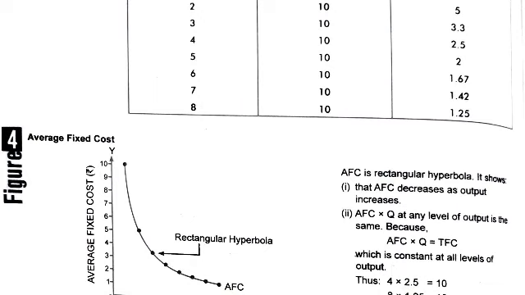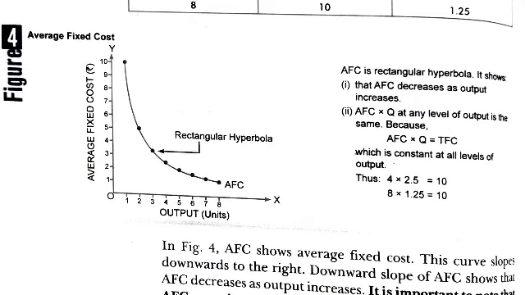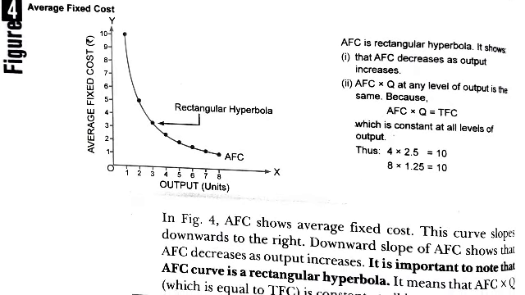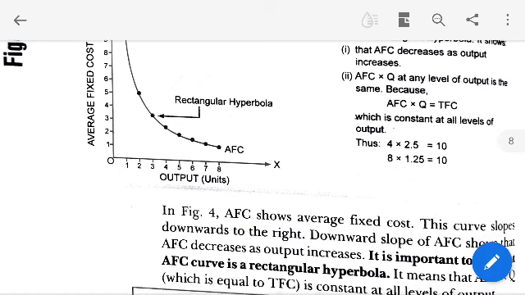एट एनी लेवल ऑफ आउटपुट इज द सेम, इट विल रिमेन सेम थ्रू आउट द लेवल ऑफ आउटपुट। अगर हम किसी भी जगह पर किसी भी लेवल ऑफ आउटपुट पर एवरेज फिक्स्ड कॉस्ट को मल्टीप्लाई करेंगे यूनिट्स ऑफ आउटपुट से उस लेवल पर, तो उसका आउटकम जो है वो सेम आएगा, बिकॉज एवरेज फिक्स्ड कॉस्ट मल्टीप्लाइड बाय आउटपुट इज इक्वल टू टोटल फिक्स्ड कॉस्ट। तो ये बराबर आएगा टोटल फिक्स्ड कॉस्ट के, विच इज कांस्टेंट एट ऑल लेवल्स ऑफ आउटपुट। Thus 4 multiplied by 2.5 is equal to 10 and 8 multiplied by 1.25 is equal to 10.